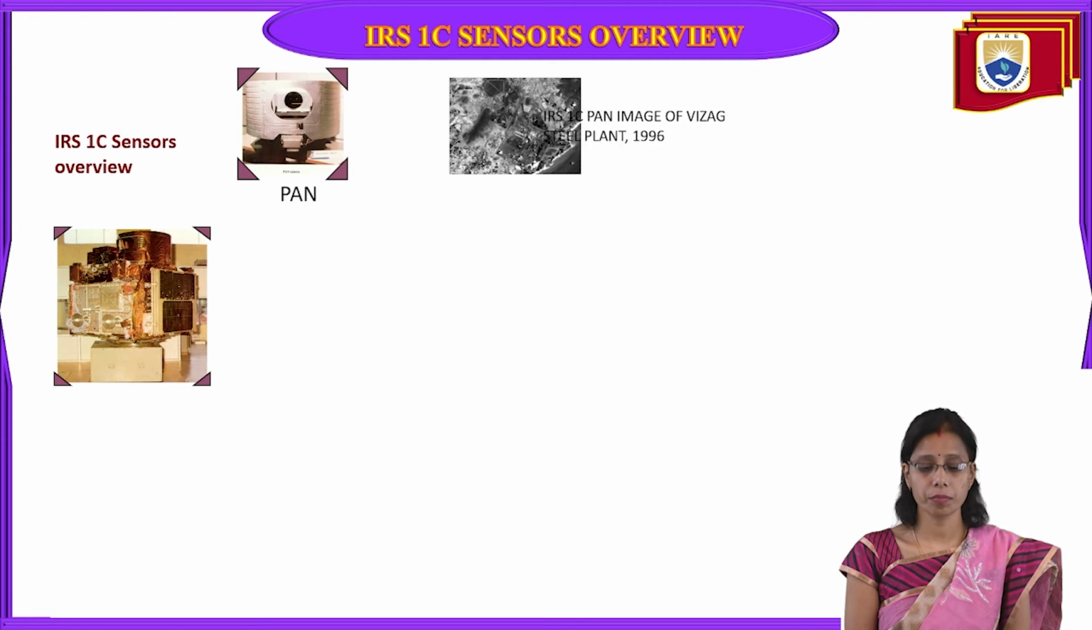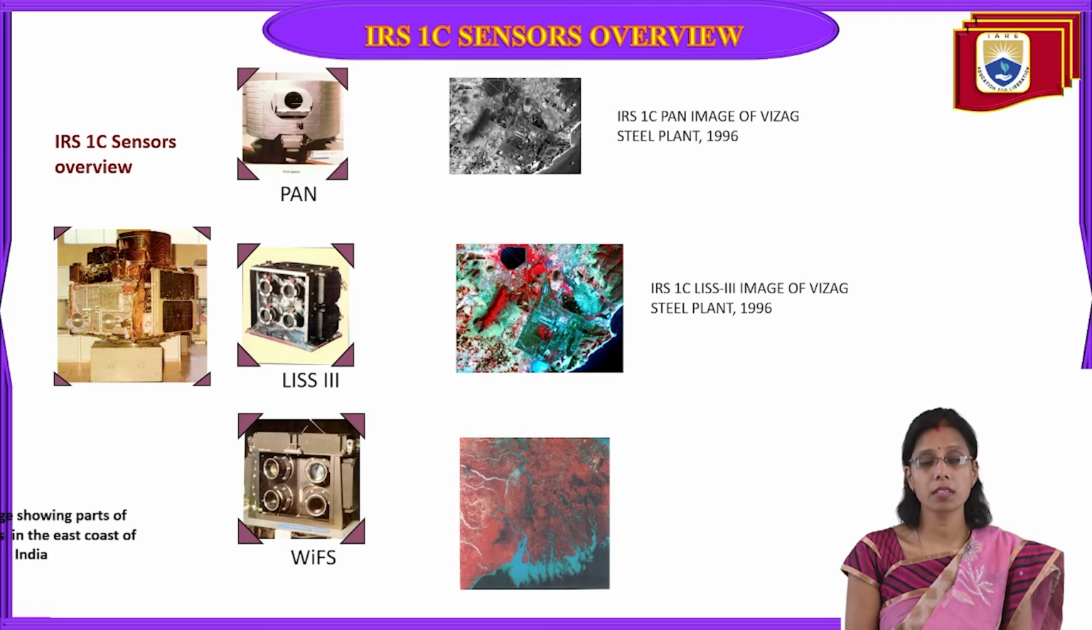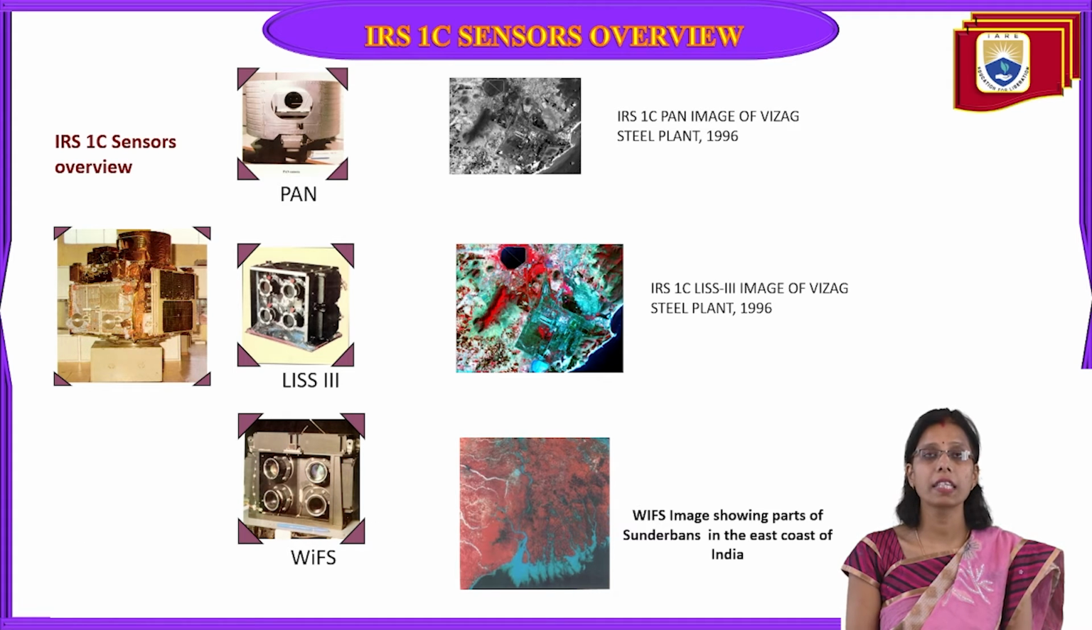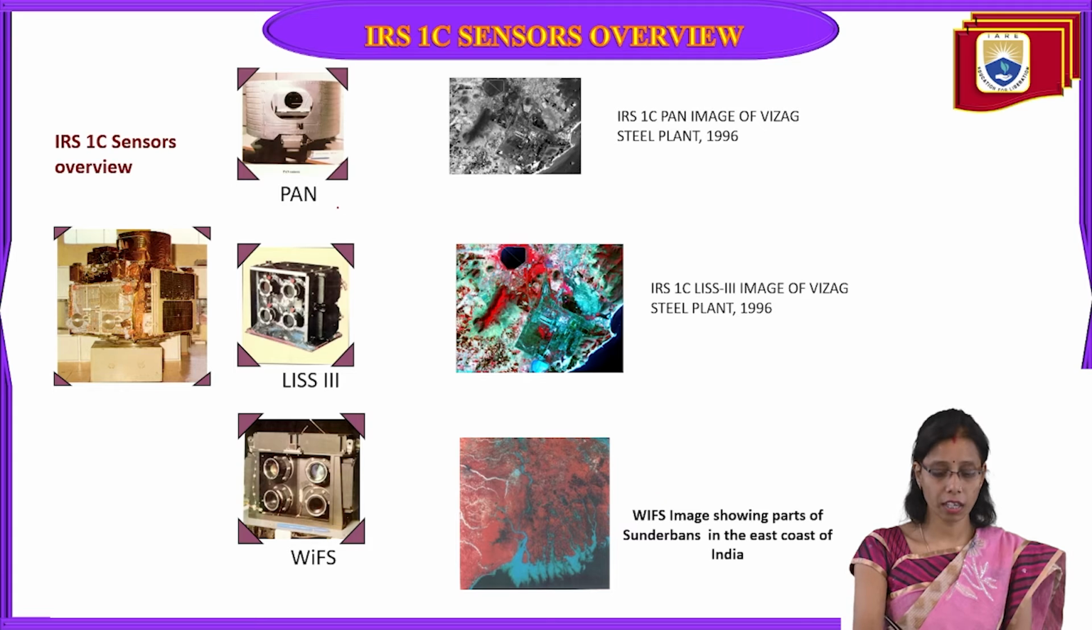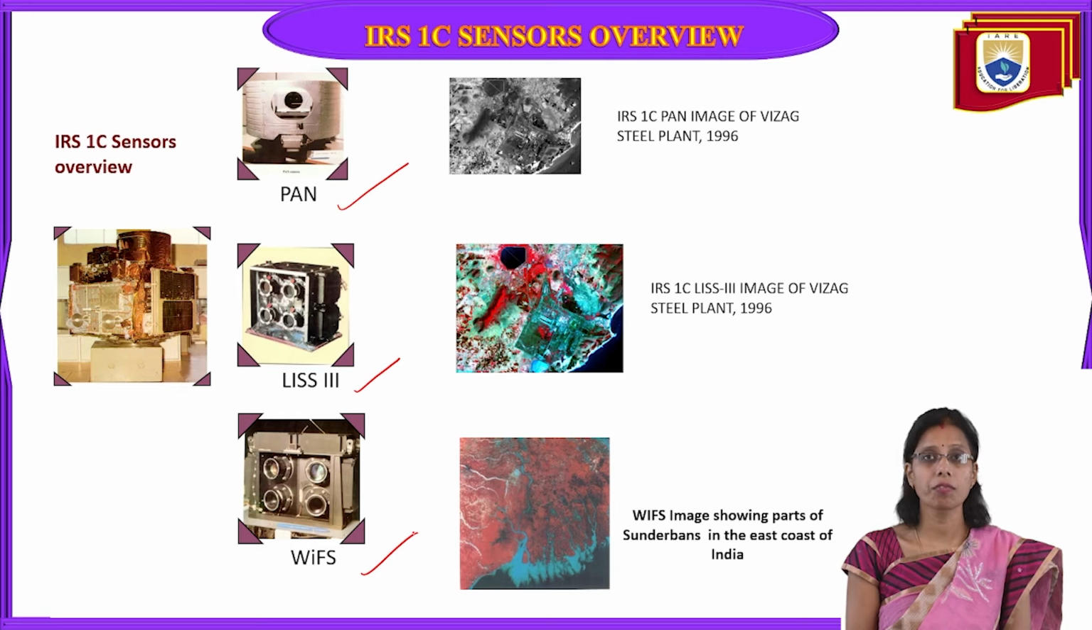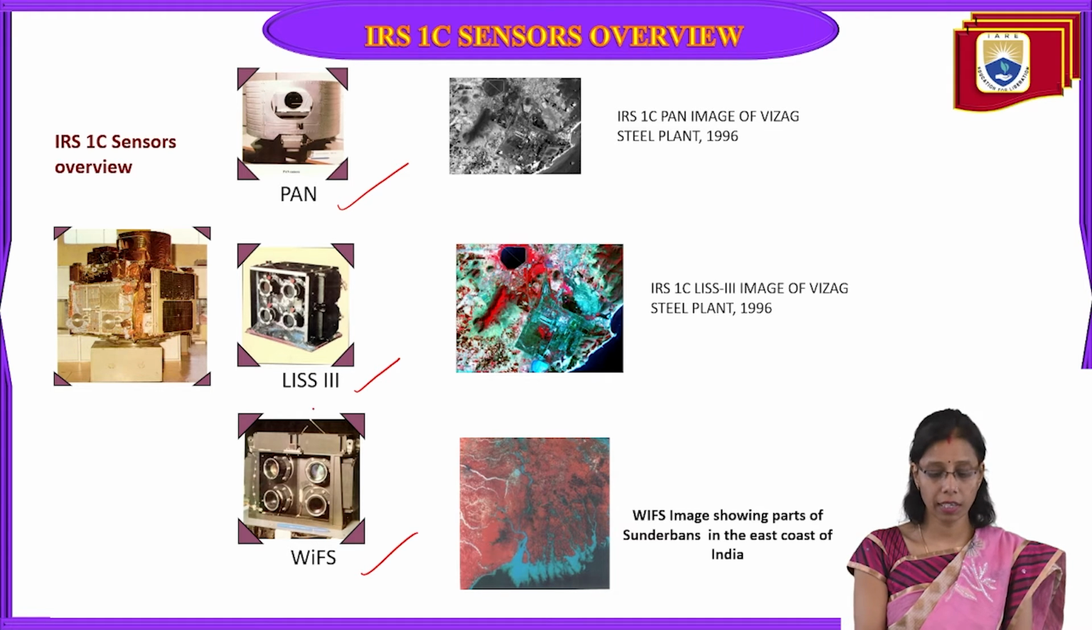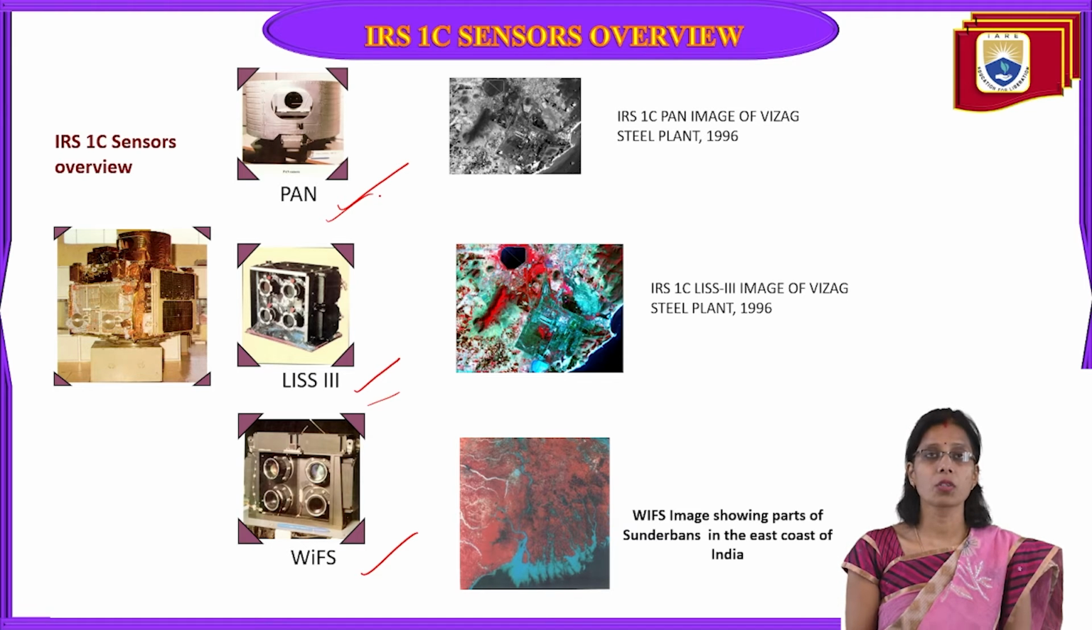Now we have here the IRS 1C sensors overview. IRS is Indian Remote Sensing. Among the Indian remote sensing satellites we have IRS 1C, 1D, 1B. These are some examples. The sensors are like the PAN sensor, the LISS-3 sensor, and the WiFS sensor. WiFS is a wide field sensor. LISS is the linear imaging self-scanning sensor. PAN is the panchromatic imaging sensor. These Indian remote sensing satellites give information through all these kinds of sensors.